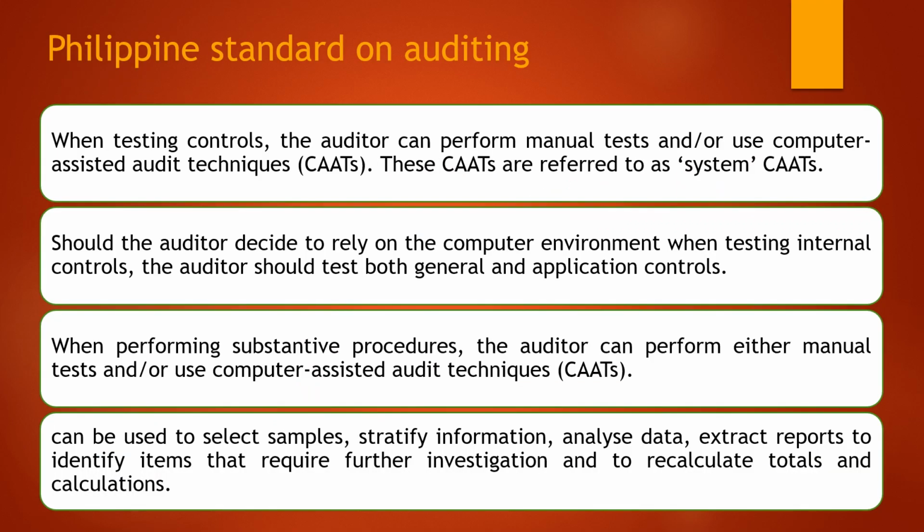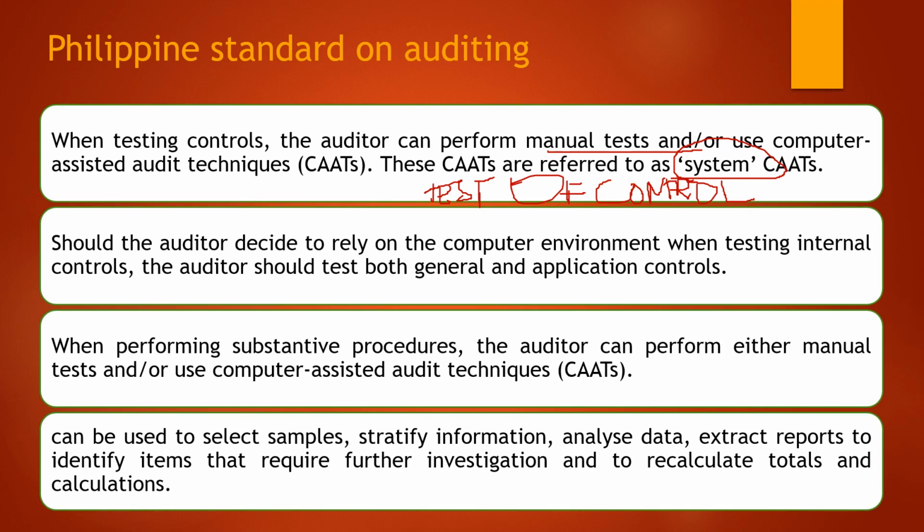So, the Philippine Standards on Auditing. When testing controls, the auditor can perform manual tests and or use computer-assisted techniques. These CAATs are referred to as system CAATs, as opposed to manual tests. As I said, this is test of control. We want to check whether we will rely on their internal control. If their internal control is strong, substantive testing is lesser. If internal control is weak, there is more substantive testing. That's part of our audit.